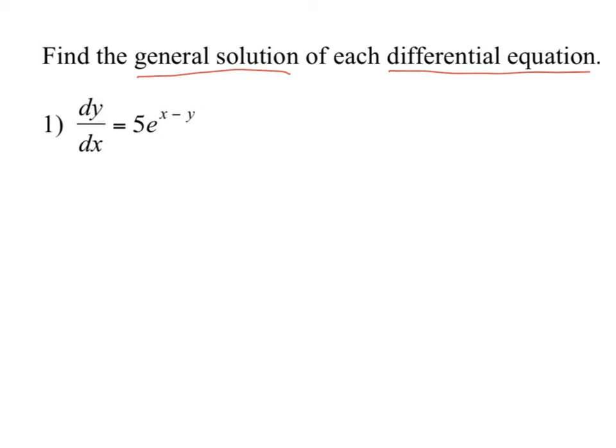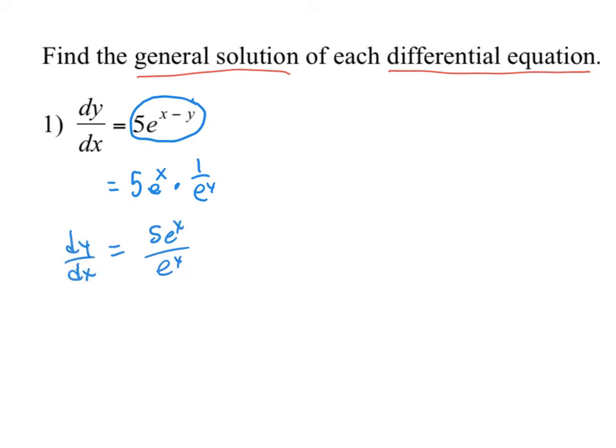Okay, now, it doesn't look right now like this is a product, right? You have to remember your rules of exponents. This is actually the product of e to the x times 1 over e to the y, right? e to the negative y is 1 over e to the y. And usually I write this as 5e to the x over e to the y. When you see it like this, we can easily use multiplication and division to separate the y stuff on the left and the x stuff on the right.